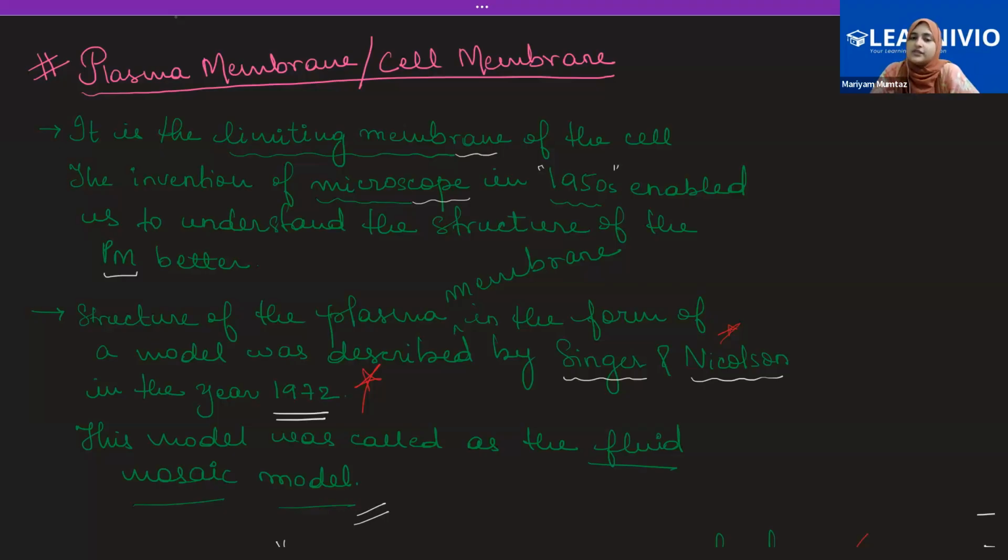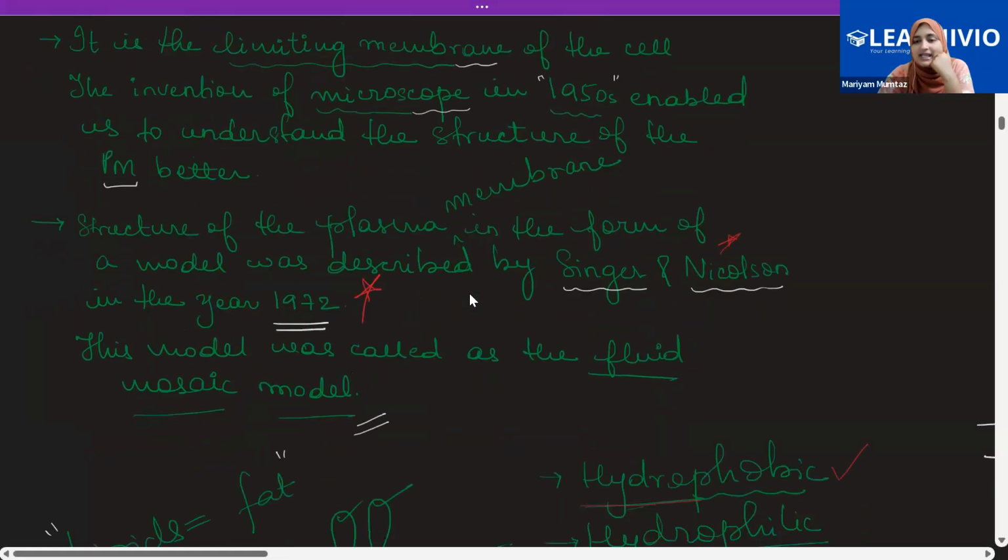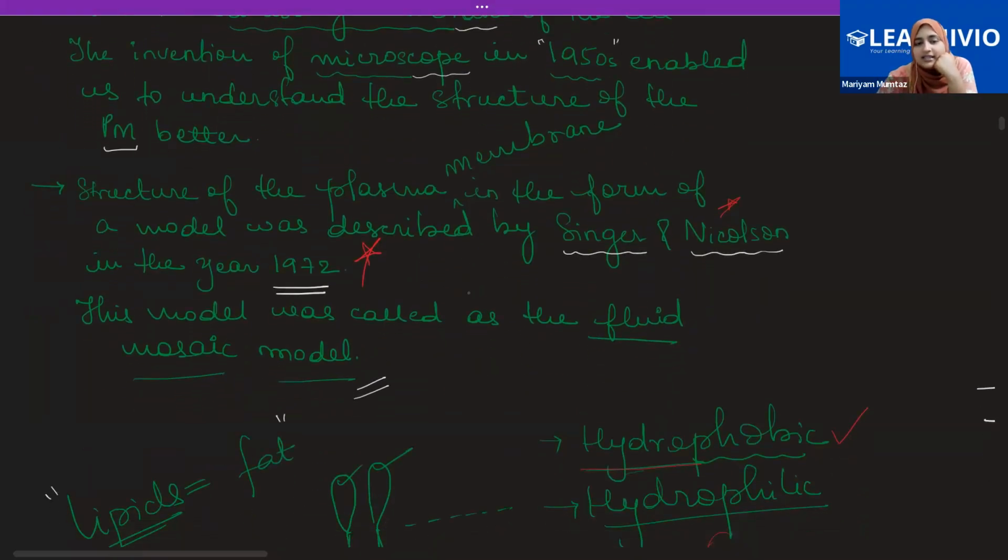Now, the microscope was invented, and because of the invention of the microscope, we could now see the structure of the plasma membrane in a better manner. Just like how there is a proper structure of DNA given, same way the structure of plasma membrane is also given, which was described by Singer and Nicolson in the year 1972. And they called it the fluid mosaic model.